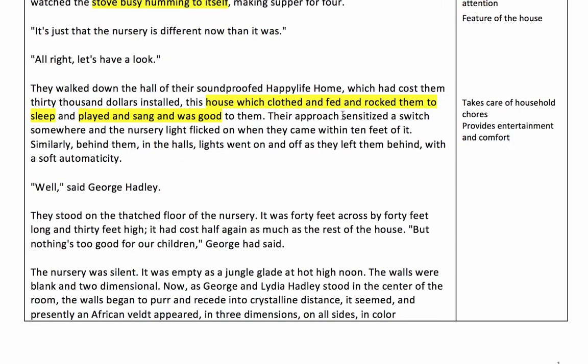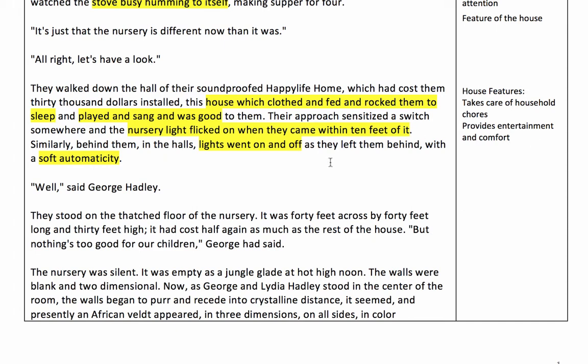Their approach sensitized a switch and the nursery light flicked on when they came. It's automatic, and then behind them, lights went on and off with a soft automaticity. All of these, we can classify under house features. So this tells us something about what the house does. So let's go down now.